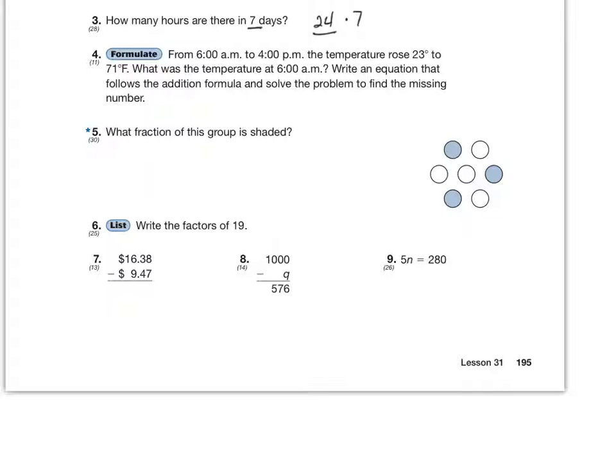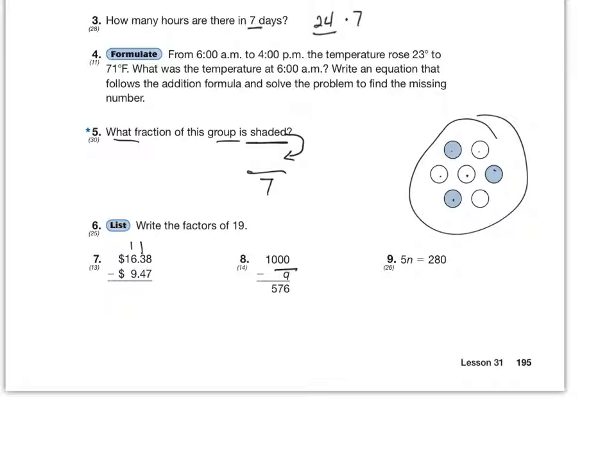Number 5. What fraction of this group is shaded? All right, you count the whole number of them. You put that number on the bottom. Let's see, there are 1, 2, 3, 4, 5, 6, 7. This is on the bottom. The shaded number goes on top. Number 7. Remember to regroup. You have regrouping here and here. And number 8. Oh, no, you don't do that one.